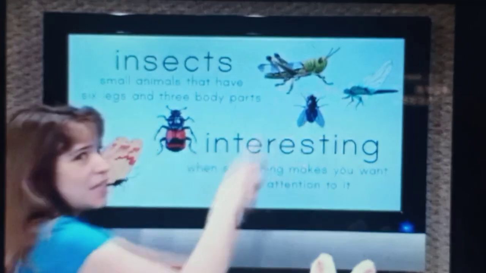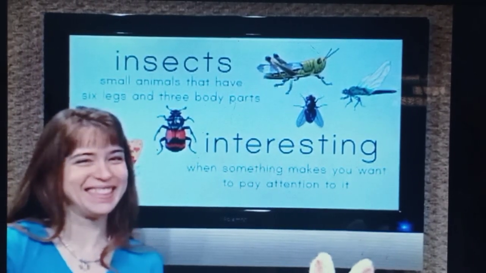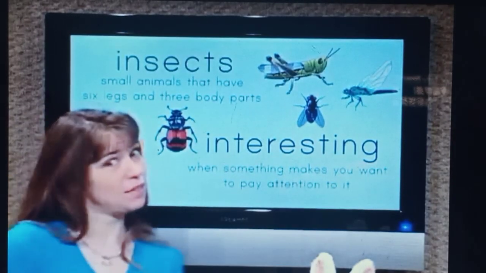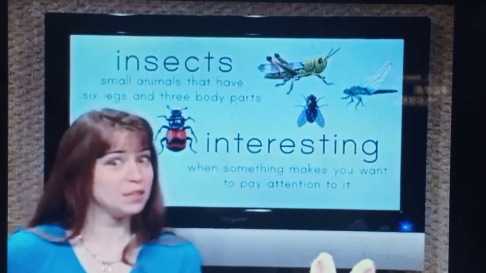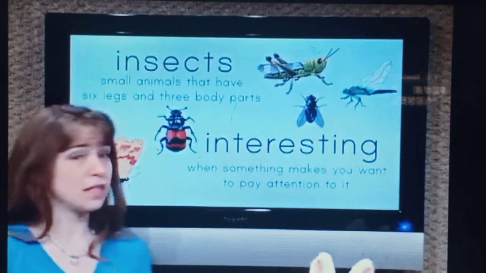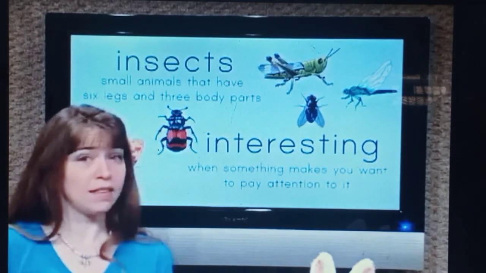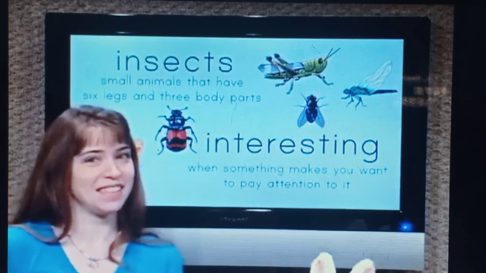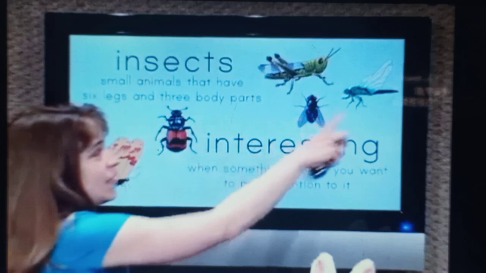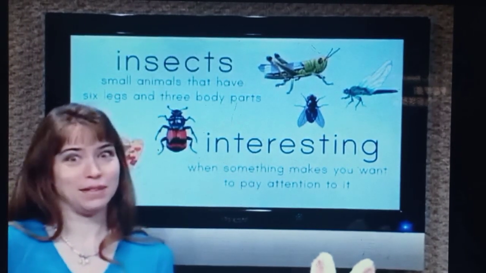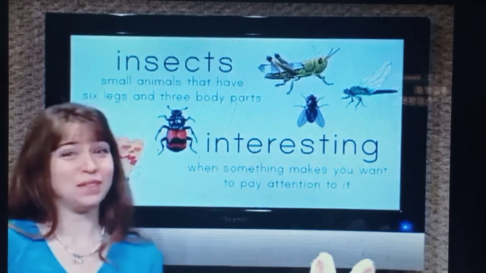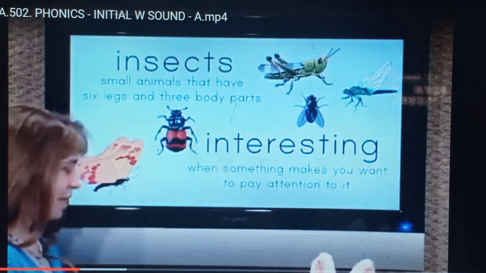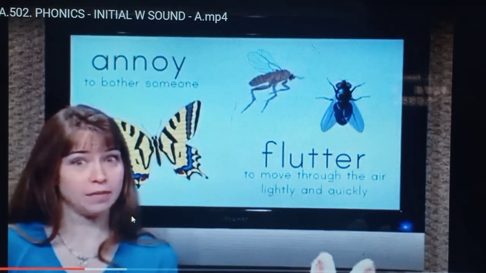Insects are small animals that have 6 legs and 3 body parts. Okay, now another word. Interesting. And what does interesting mean? Interesting means when something makes you want to pay attention to it. Like you see something that looks very interesting and you say to your parents that you want to go and see it.